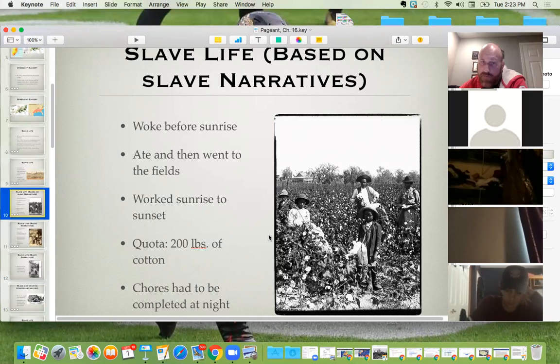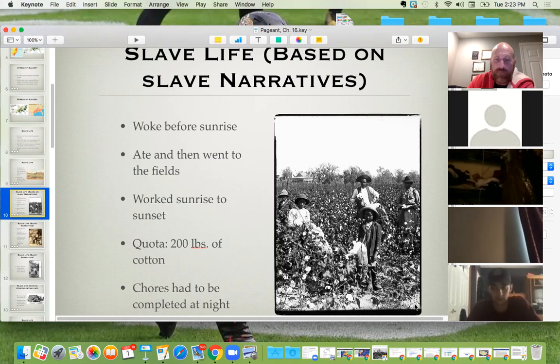Typically they had a quota. The typical quota was 200 pounds of cotton. If they picked less, they would be whipped. If they picked more, they would find a new quota the next day. Now that was typical. Not every plantation was run the exact same. So what the slaves would literally try to do is find how they can hit the exact number, right? Because you didn't want to be less, but you didn't necessarily want to be more. And then you had to complete chores at night.